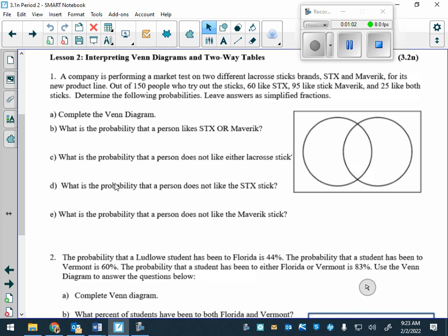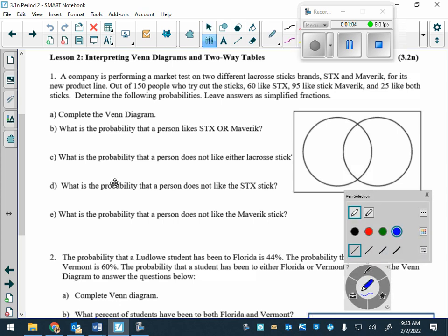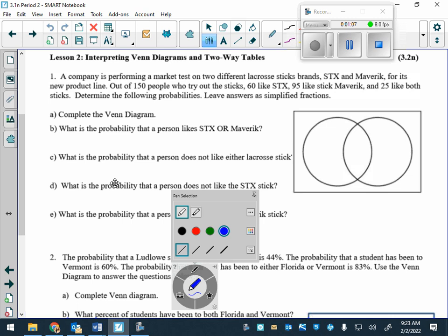Okay. So, what do we know? What are some of the things we know so far? The total is 150. So we know that this whole Venn diagram has to equal 150. Okay? What are the 2 events per se? What are the 2 types of sticks that we have? Lacrosse sticks. Yep. Okay. What else do we know?